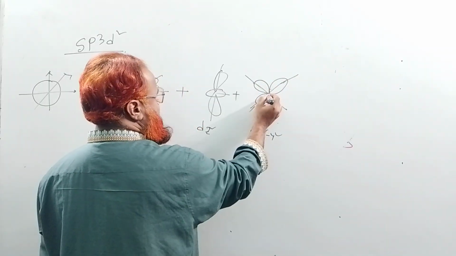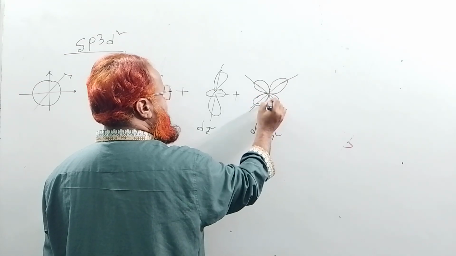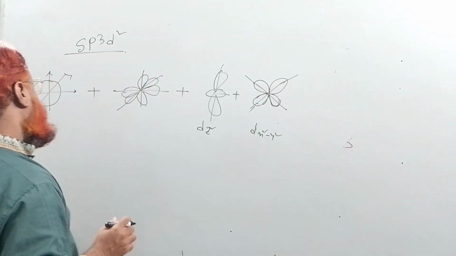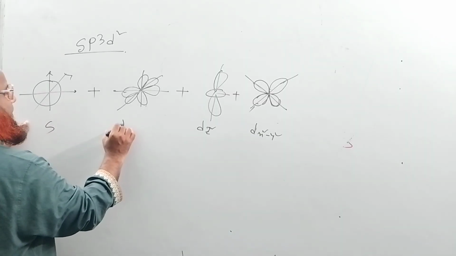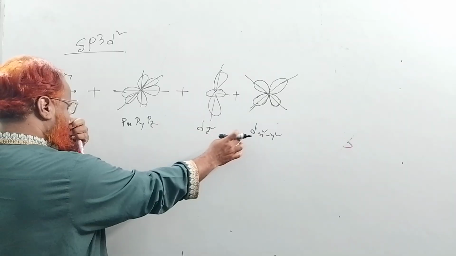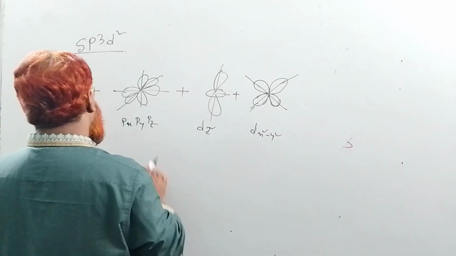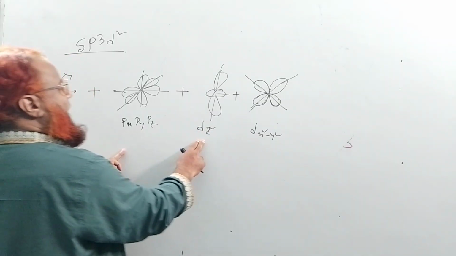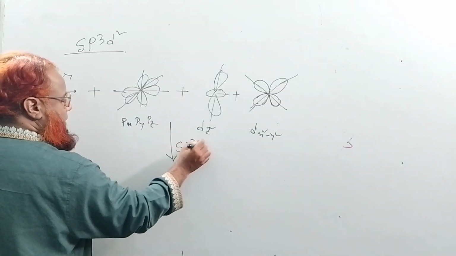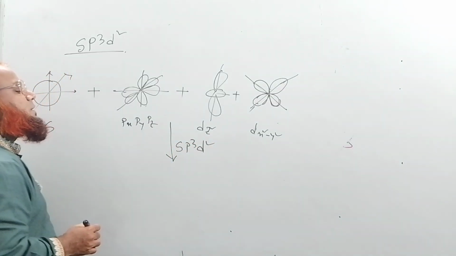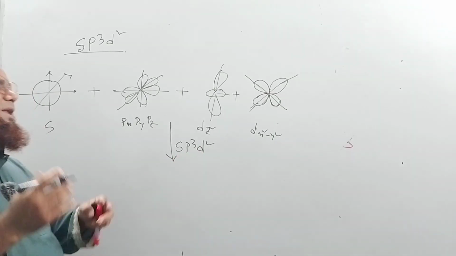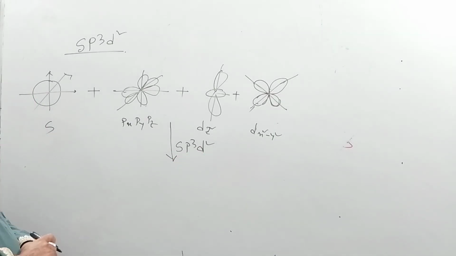dx square minus y square. So, here how many orbitals are participated? Total is here s, px, py, pz, dz square and dx square minus y square, that means 1, 2, 3, 4, 5 and 6. So, we will get sp3d2. Total number of hybrid orbitals will be 6.